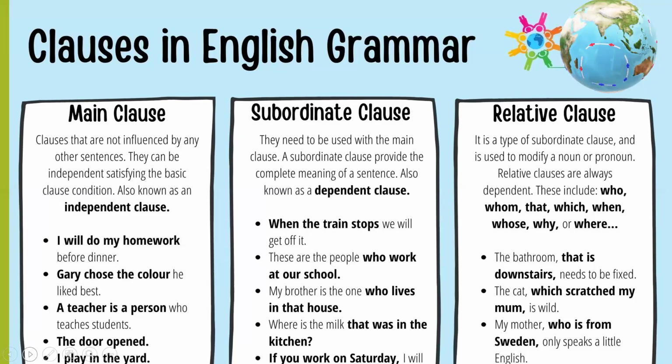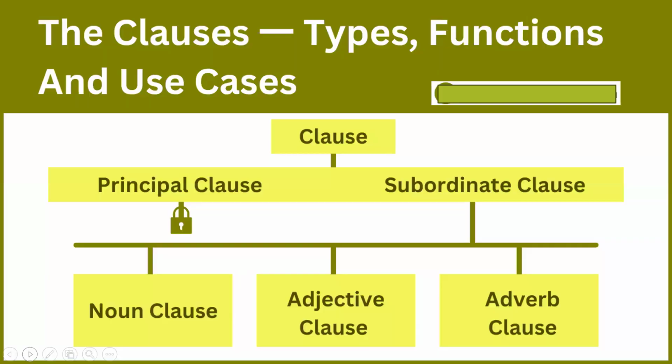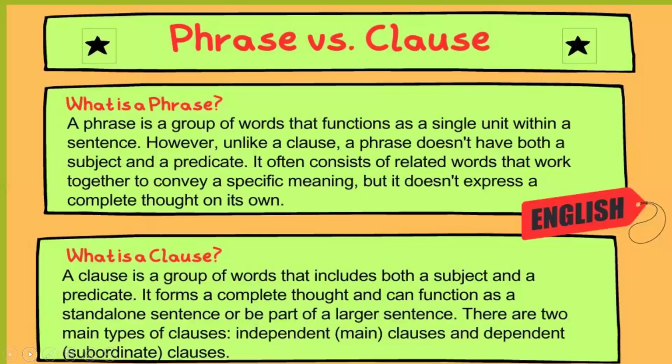So a relative clause is always a dependent clause. The words we use are who, whom, that, which, when, whose, why, or where. When we use these in sentences, it becomes a relative clause, like the examples given: "that is downstairs," "which scratched my mom," "who is from Sweden." So these are the relative clauses. So clause types: principal clause, main clause, independent clause, and subordinate clause, that is a dependent clause. Dependent clause is of three types: noun, adjective, adverb clause.